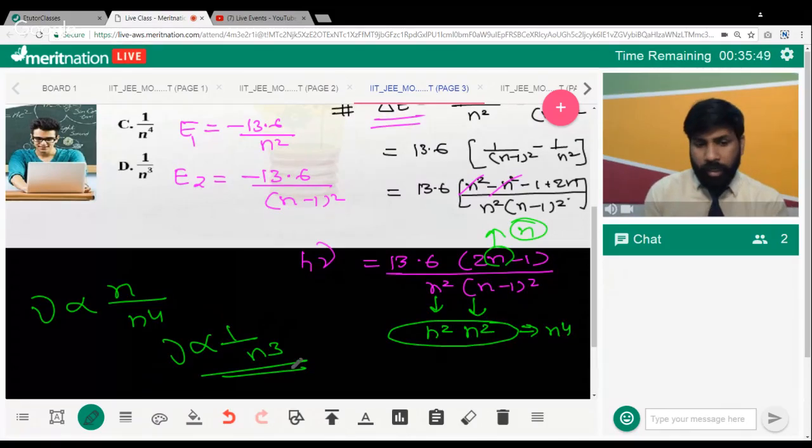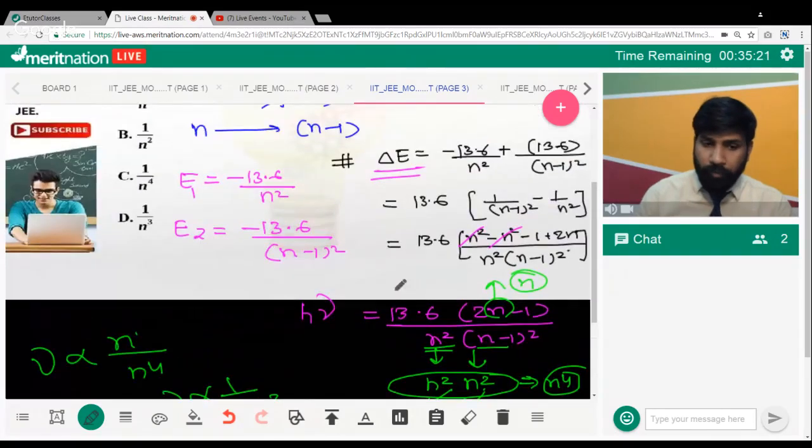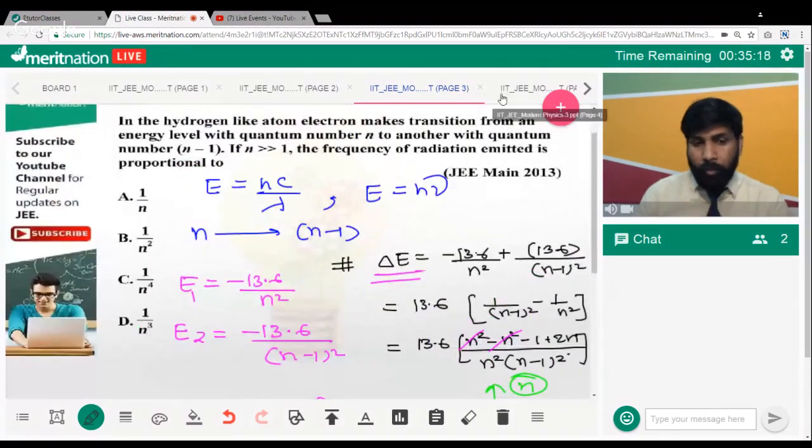So the correct answer is option D, because you can see this one is 2n minus 1, so from it we get n. Here this is n square and this is n minus 1 whole square, so the maximum power of n will be n square. So n square into n square is n raised to power 4, and with this n, after solving we get 1 by n cube. So this is all about this question. Now move on to the next question.